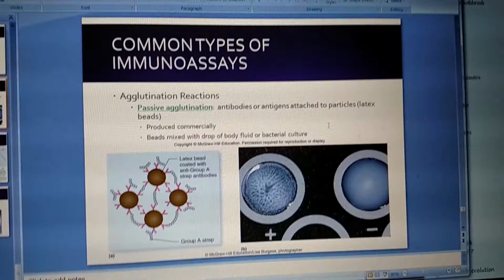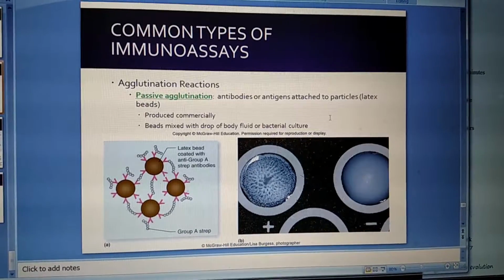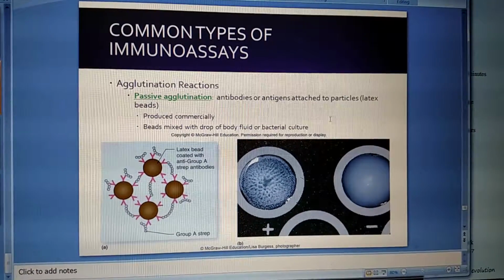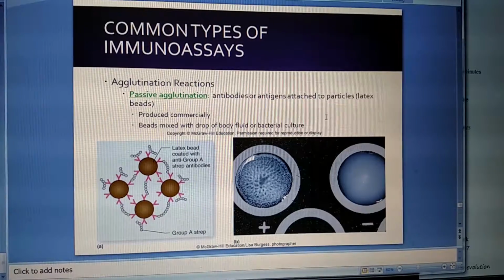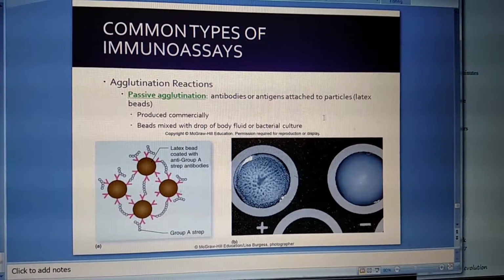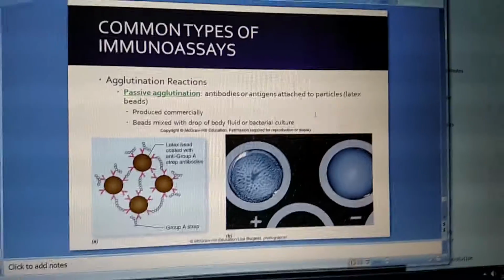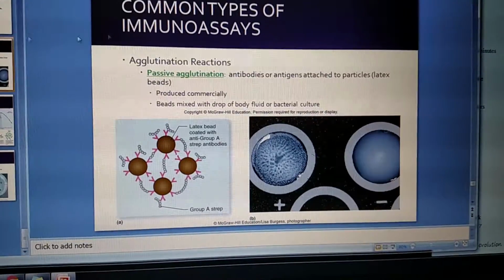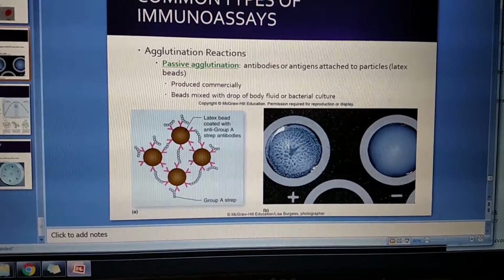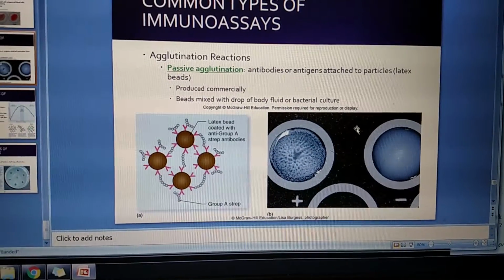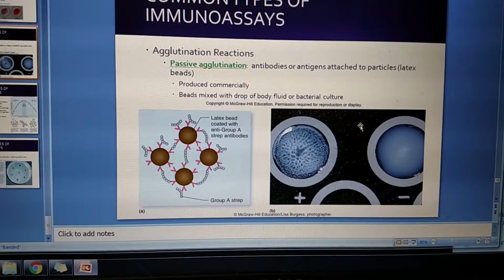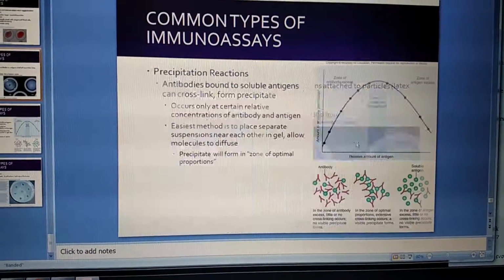With passive agglutination, you're actually attaching antibodies or antigens to latex beads. This is produced commercially, and you basically will add the bead to a drop of body fluid or a bacterial culture, and what you're actually going to look for is what you see right here, right? You have that obvious clumping where you have this antibody and antigen attaching, so it's coming out of solution.